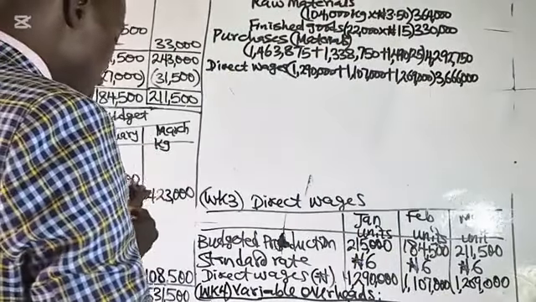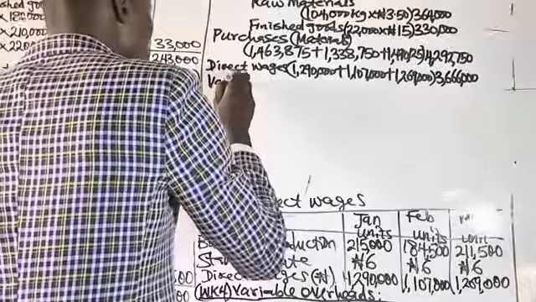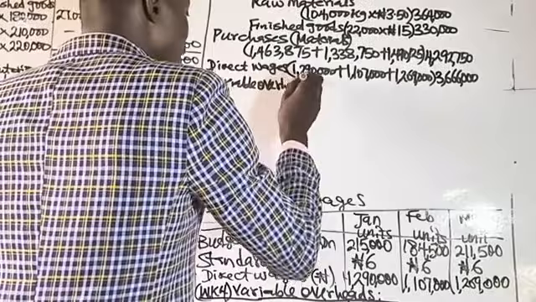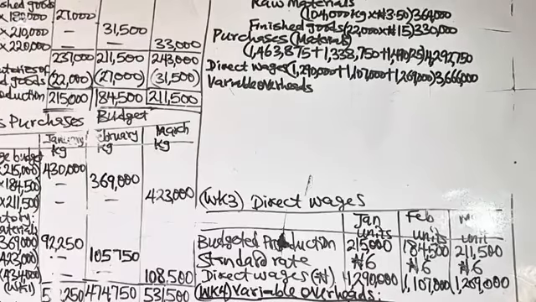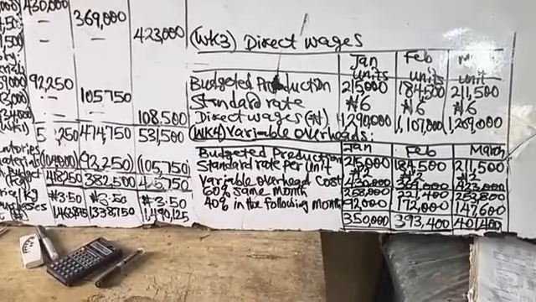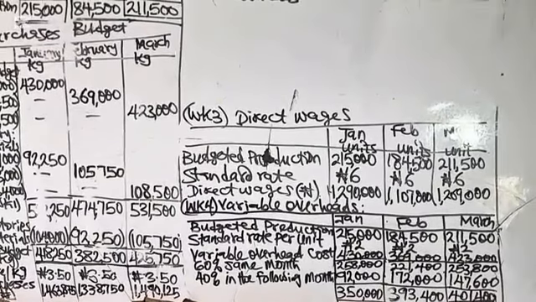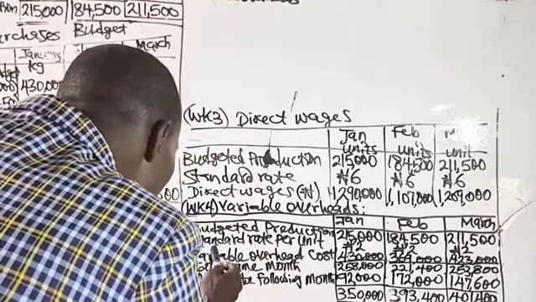Aside direct wages, we equally have variable overheads. It is the amount incurred you need and not the amount paid. So now let's go through the note. Working number 4. We got direct wages from working 3. Variable overheads. The amount incurred as variable overheads.